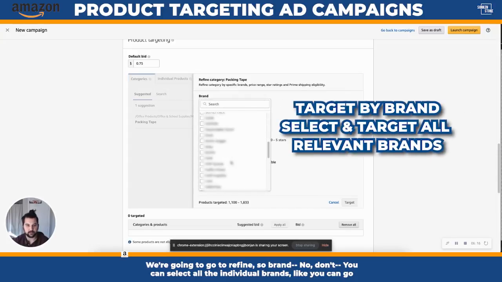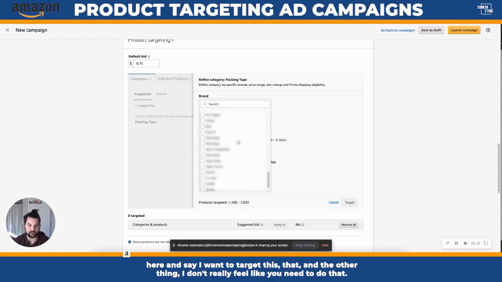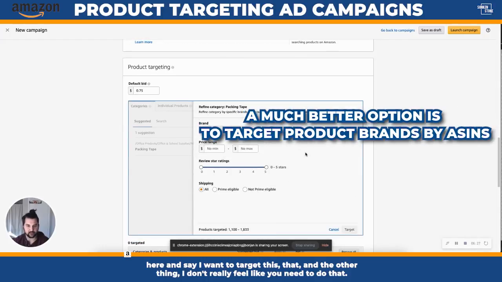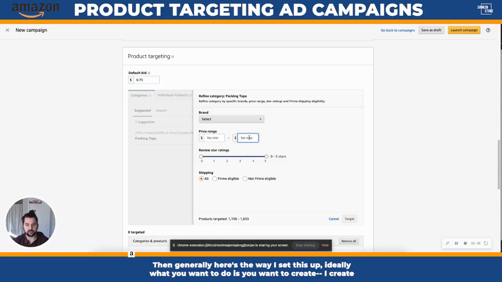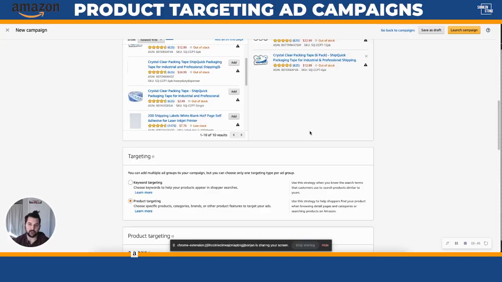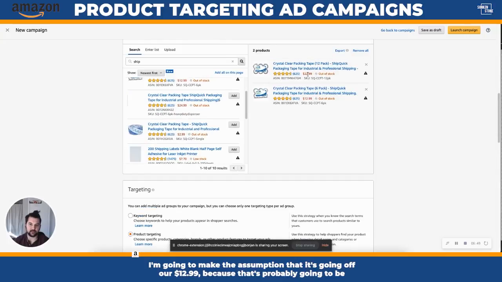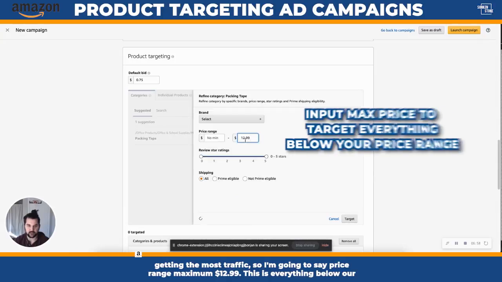So brand. No, don't. You can select all the individual brands, like you can go here and say I want to target this, that, and the other thing. I don't really feel like you need to do that. And generally here's the way I set this up. Ideally, you want to create 3 different buckets. You can create 4, but I'll show you why you should only create 3. I'm going to make the assumption that we're going off our $12.99 because that's probably going to be getting the most traffic. So I'm going to say price range maximum $12.99.